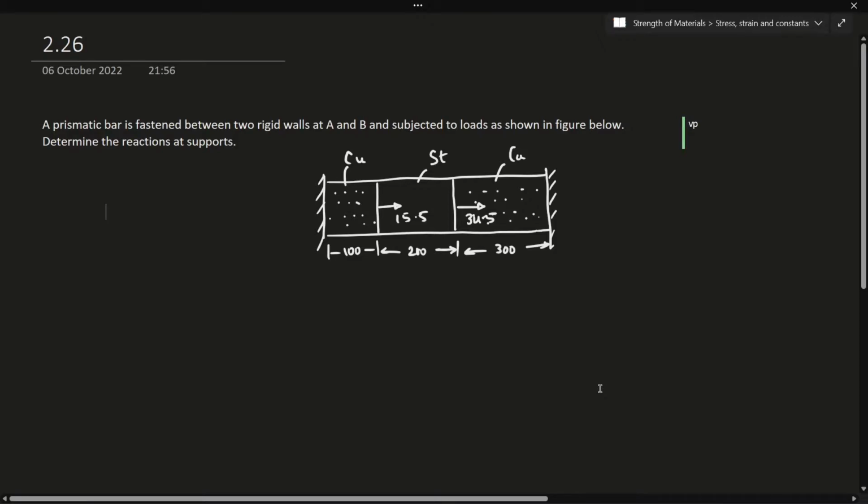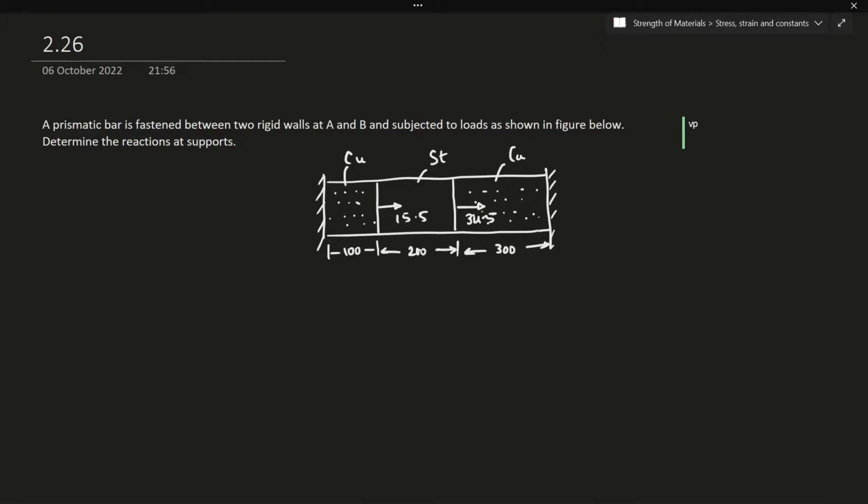In today's video, again we are going to talk about deflection of composite bars and also statically indeterminate structures, and also we are going to have a look at axial loads in interconnected structures. Right. So anyway, we'll start with the first problem here.